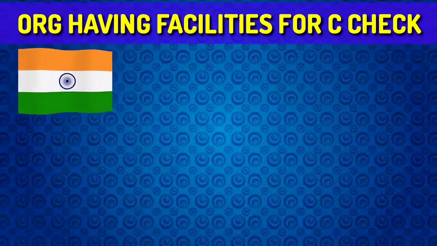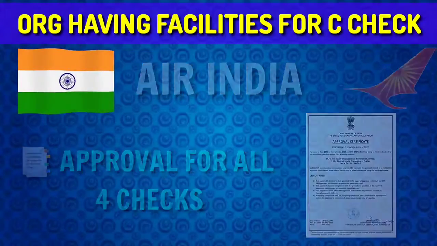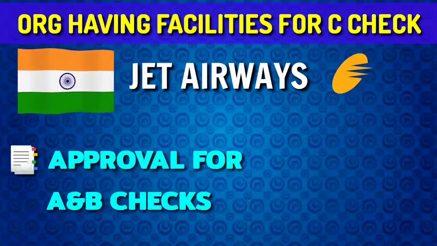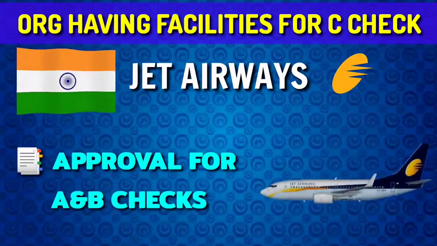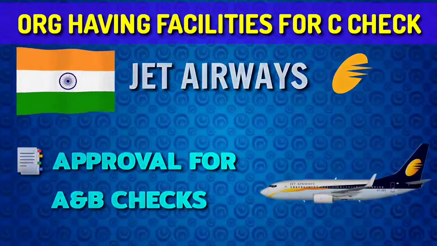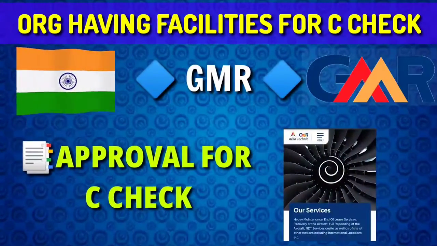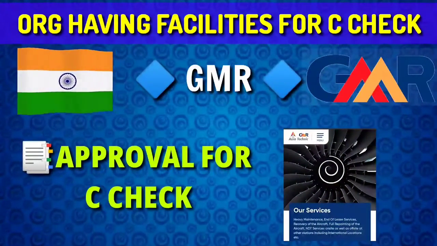In India, Air India has approval for all 4 checks, while Jet Airways used to do A and B checks and contract its Airbus 330 for C check to Air India. Now talking about MRO, GMR does C checks for many airlines around the globe.